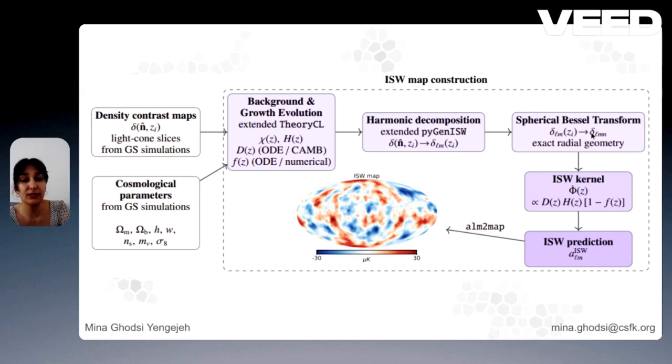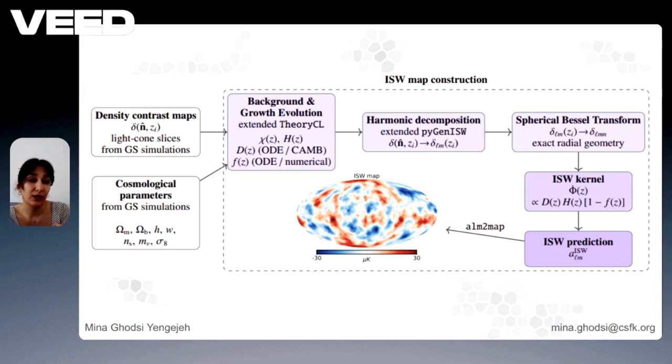The next step in the extended version of pyGenISW is a spherical Bessel transform. This is the radial part. This actually breaks the radial direction into radial wave patterns. In other words, we want to know how matter fluctuates in 3D. So we decompose the radial direction into different radial wave modes.